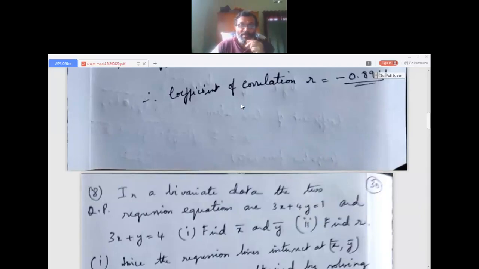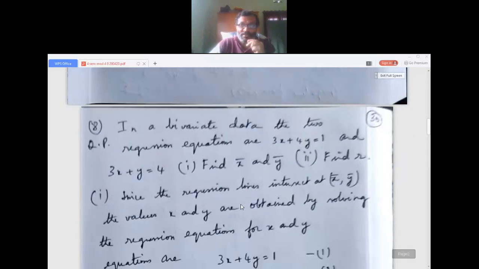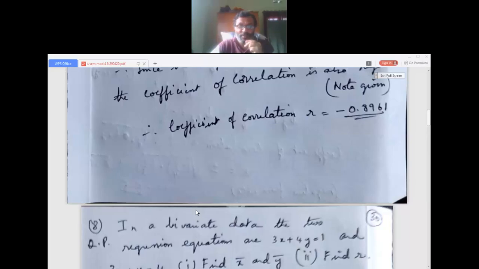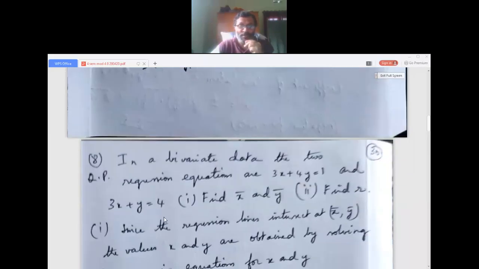In a bivariate data, the two regression equations are 3x plus 4y equals 1 and 3x plus y equals 4. The two regression equations are given. You know, regression equation, there are two types. One is x on y, another is y on x. Which is x on y and which is y on x, we'll see later.